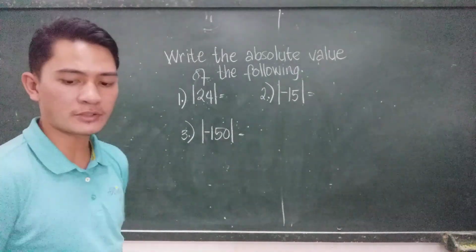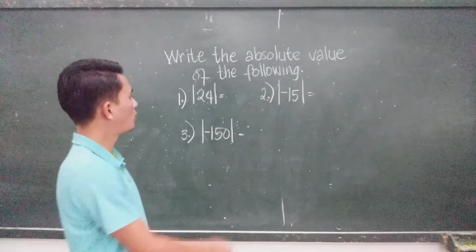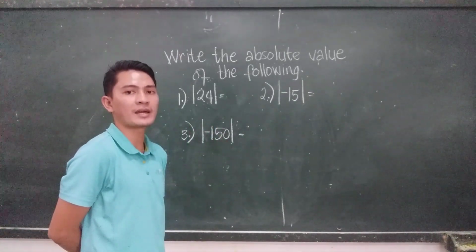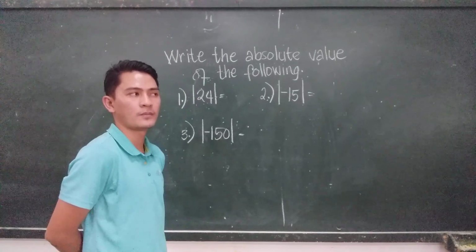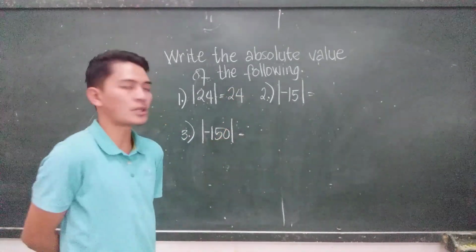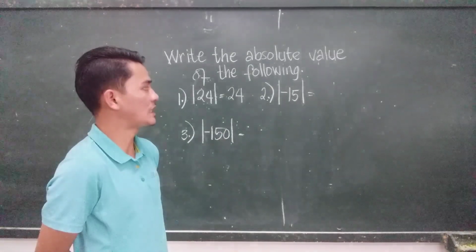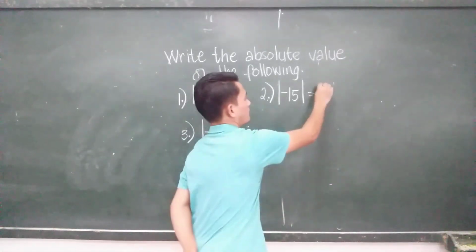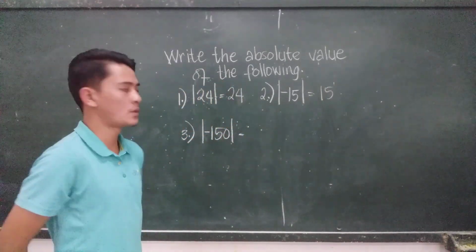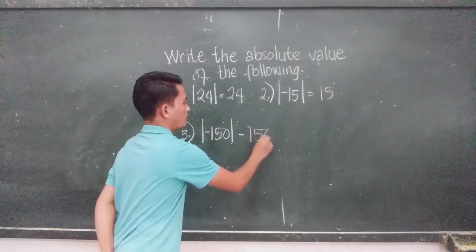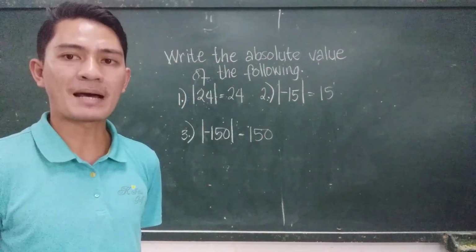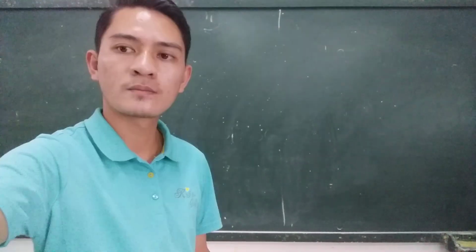Let's answer number 1. How many units does 24 lie from 0 on our number line? We have 24. How about number 2? We have negative 15, so the answer is 15. Next, number 3, we have 150. Always remember that the absolute value is always positive.